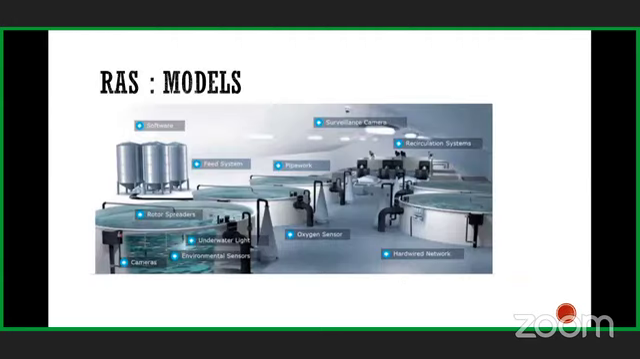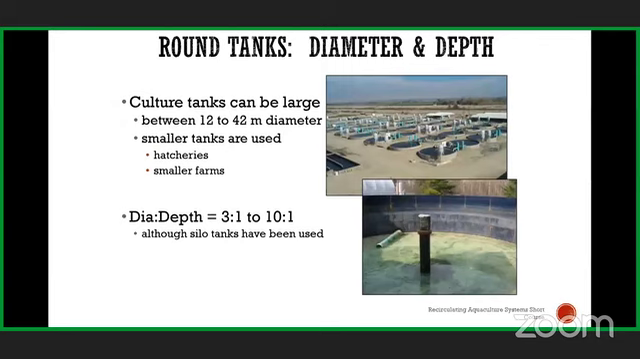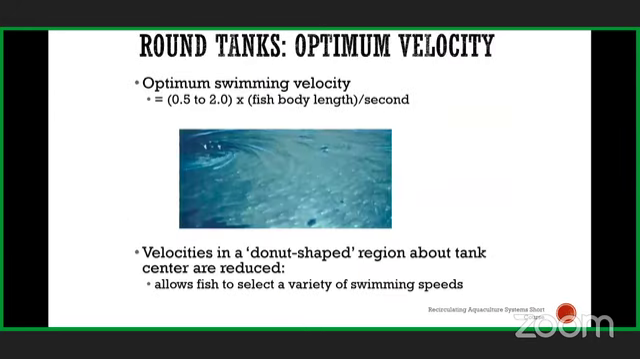There are various models here, as you can see. Depending on size, diameter and depth, it can vary from 12 to 42 meters in diameter. Depending on our need, we can fix our size, and smaller tanks are usually preferred in hatcheries and farms.